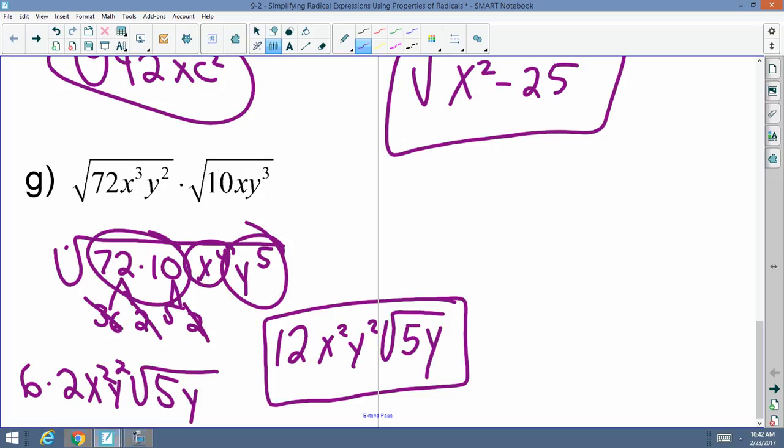That makes sense, gentlemen. Yes, sir. How do I get y squared? Isn't there an invisible 2 here? How many times is 2 going into 5? 2 times, and I have 1 left over. Does that make sense? Okay.